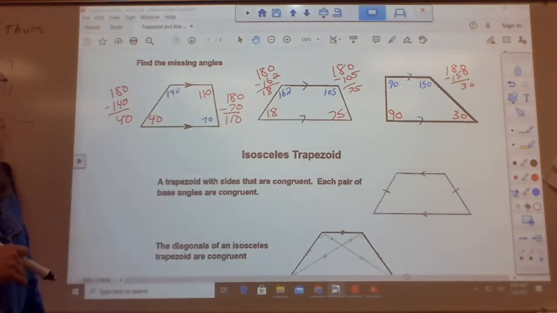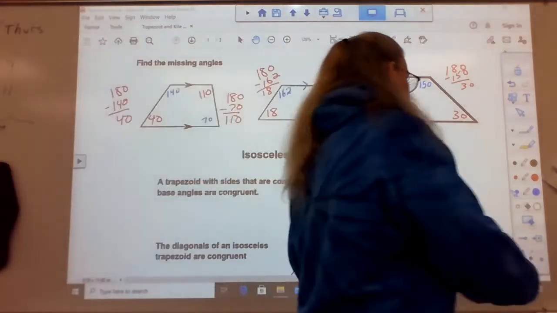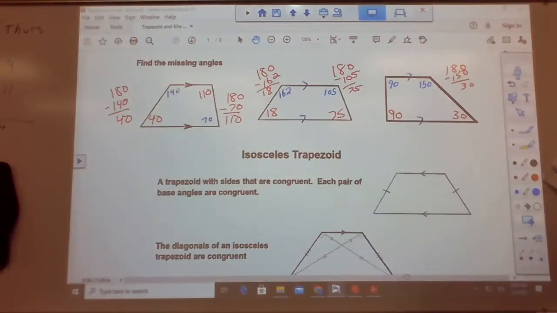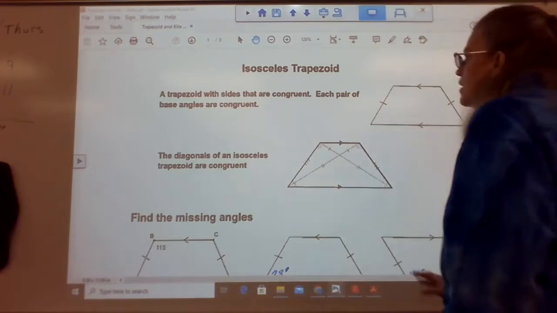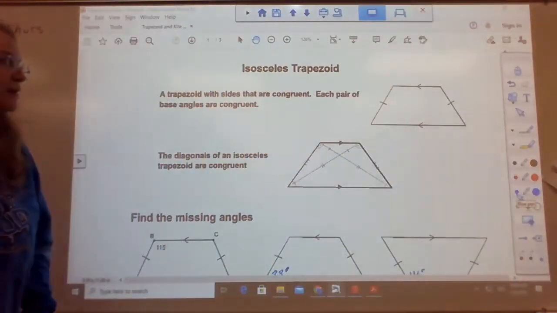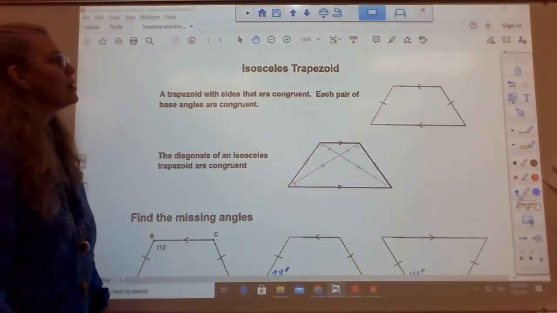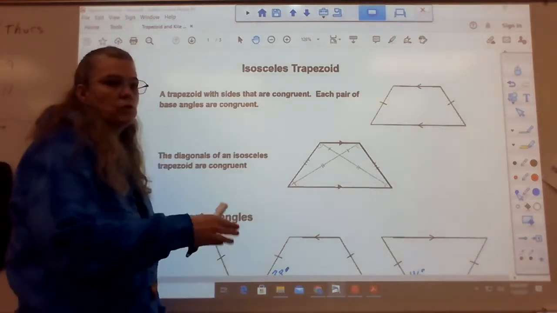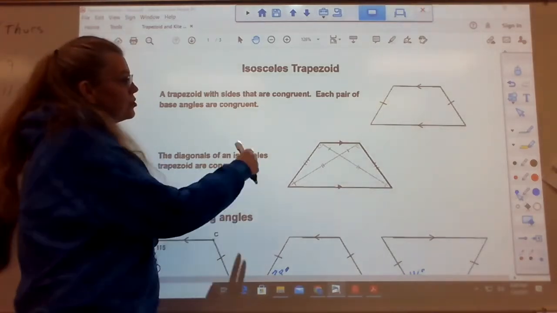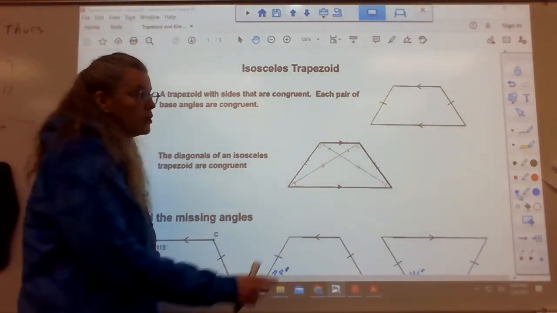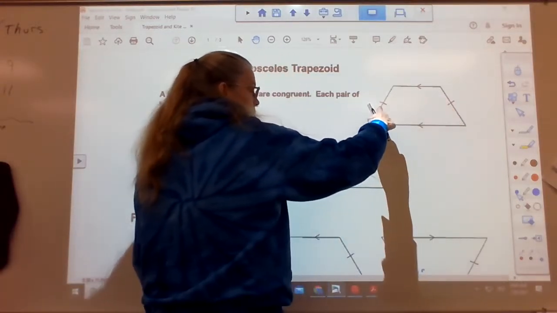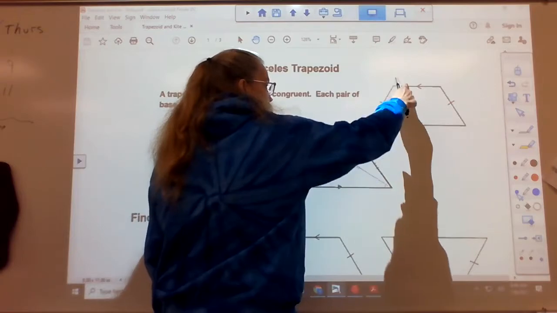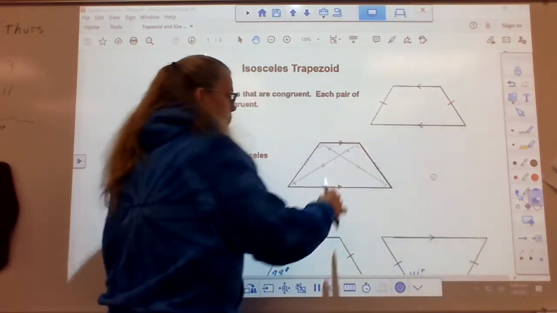Now the next thing is going to be isosceles trapezoids. Now an isosceles trapezoid, same as an isosceles triangle. An isosceles triangle, we have two equal sides. On an isosceles trapezoid, we have two equal sides. So these two legs are going to be the same. The bases are going to be different, but the legs are going to be the same.